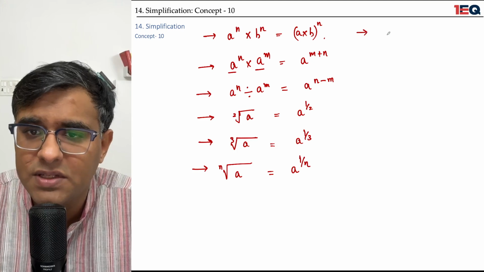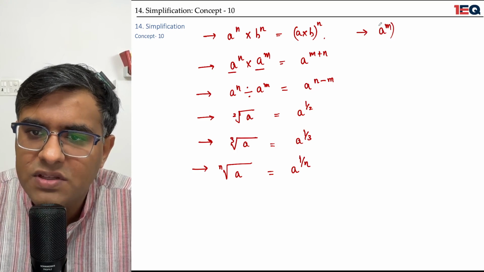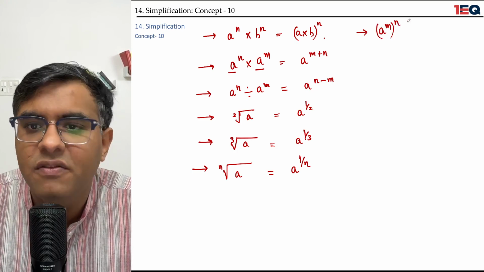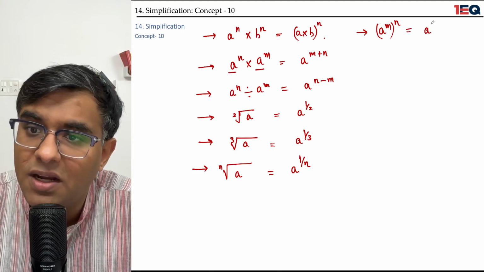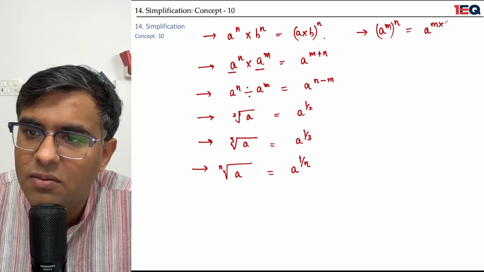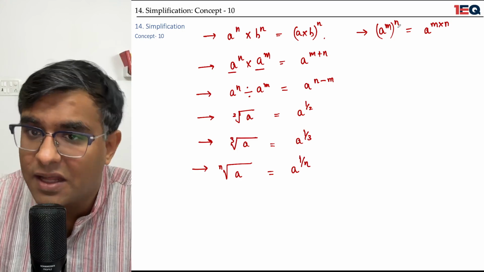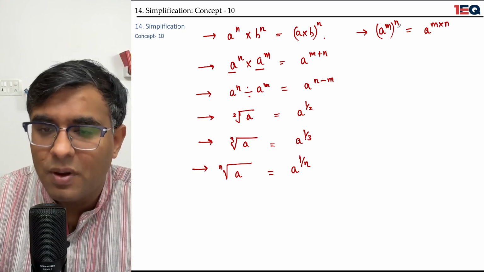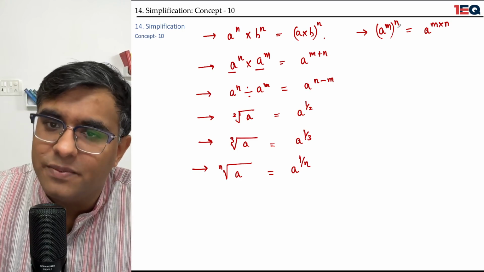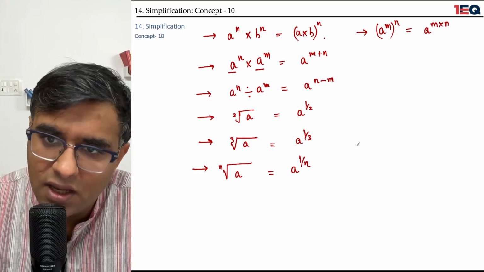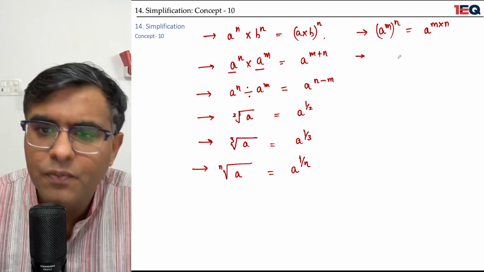There can be a situation when a raised to the power m is again raised to another power of n. So in that case, the powers would be multiplied, m multiplied by n, because a raised to the power m would be happening n times. Okay, m multiplied by n. So that is one of the other expressions which are important.